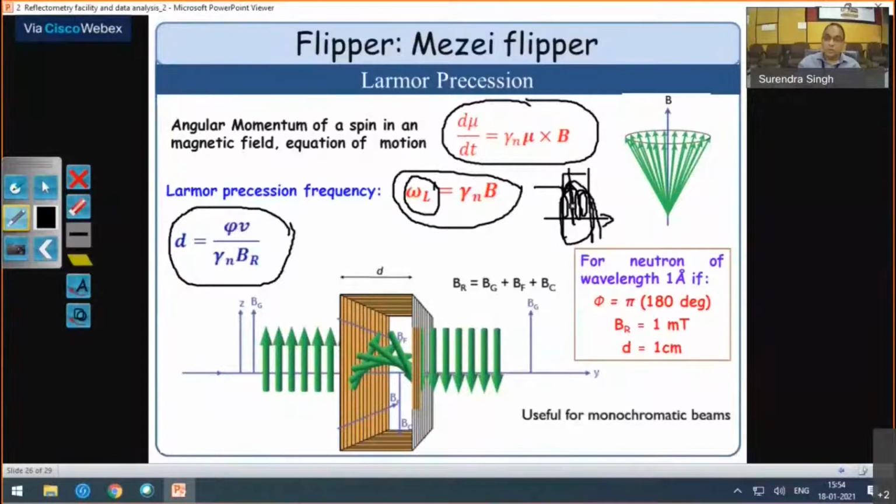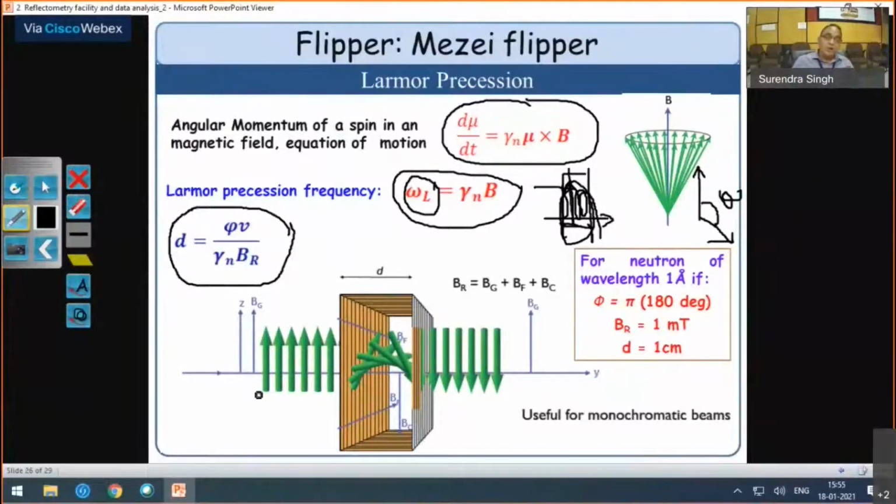Suppose the neutron spin was like this, and after precessing in this region where you have applied a uniform magnetic field B, it precesses like this, so this angle is phi. It is written here, so the distance d and phi are related by this equation, which you can easily prove: d equals phi v over gamma n B, where v is the velocity of the neutron. This is shown schematically over here.